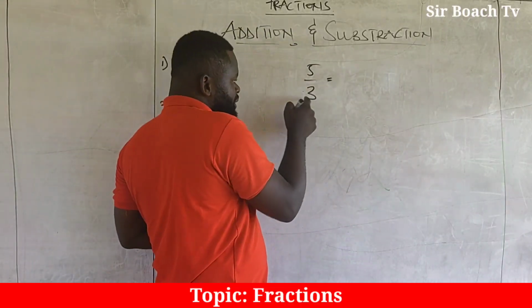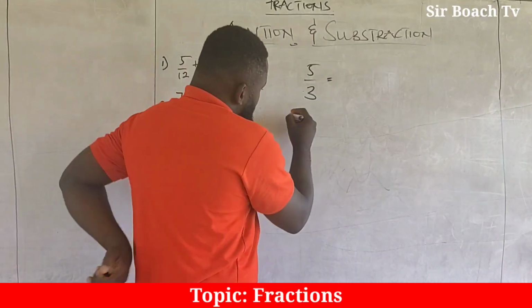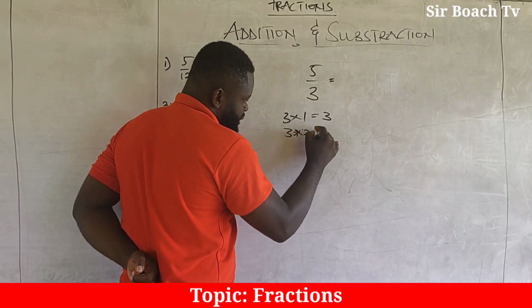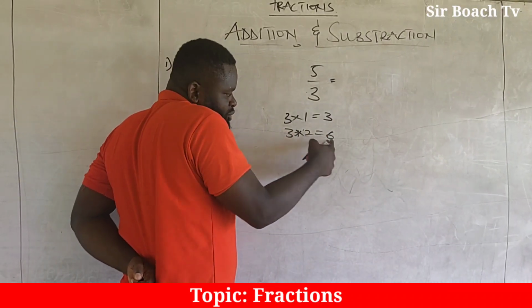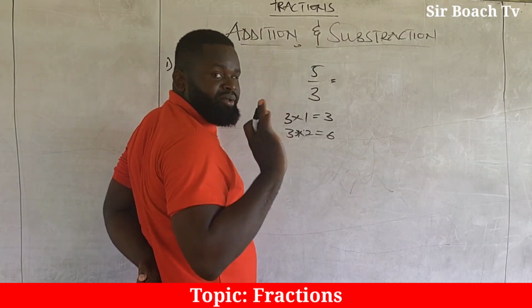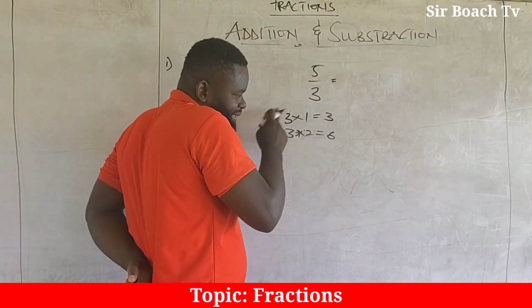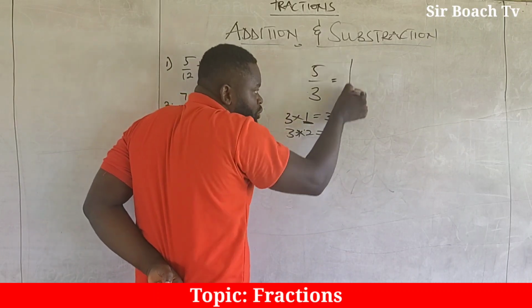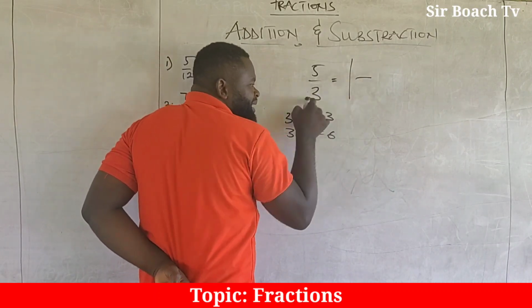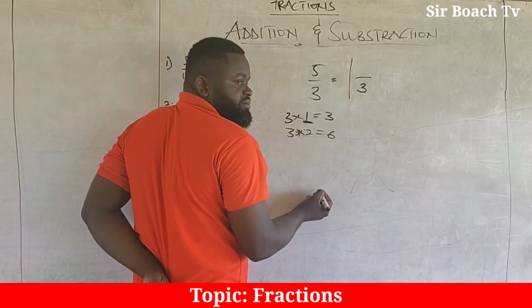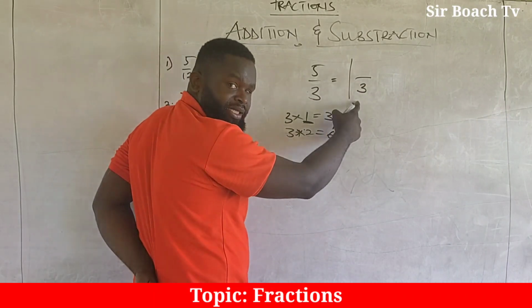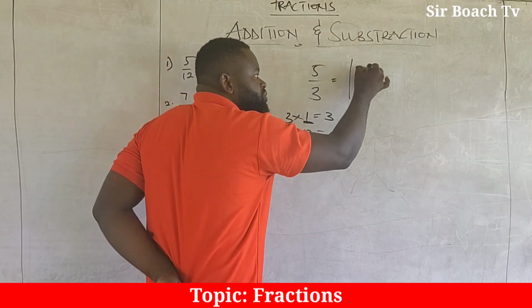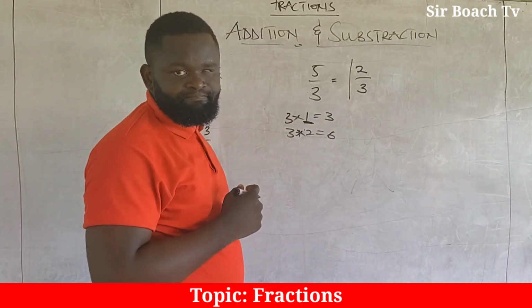Now to do that, we consider the 3 here. So we will say 3 times 1 equals what? 3. 3 times 2 equals what? 6. Now 3 times 2 equals 6 is more than the numerator, so we use the one before it. So we use 3 times 1, which is 3. The 3 becomes the whole number, and the denominator repeats itself. So we have 3 times 1 is 3, plus what will give you 5, that is 2. So we'll get it like that.